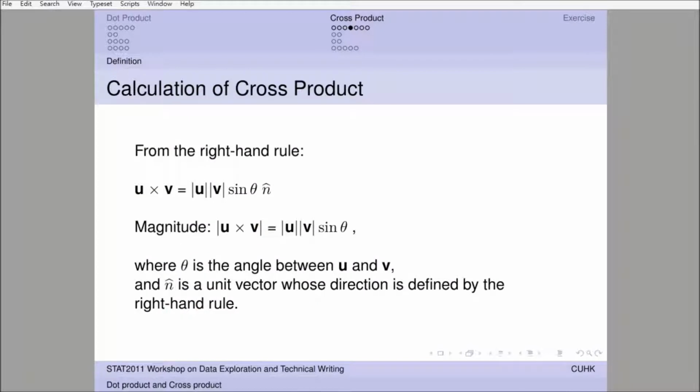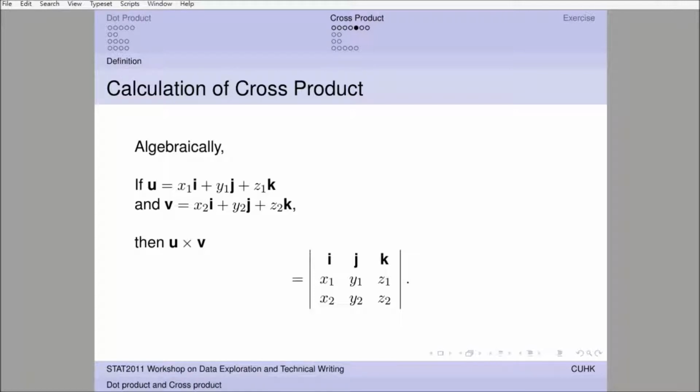From the right-hand rule, u cross v is the length of u times length of v times sine theta times the unit vector n, whose direction is defined by the right-hand rule, and its magnitude equals the length of u times length of v times sine theta. Algebraically, if vector u equals x1 i plus y1 j plus z1 k, and vector v is x2 i plus y2 j plus z2 k, then u cross v can be calculated by this determinant.